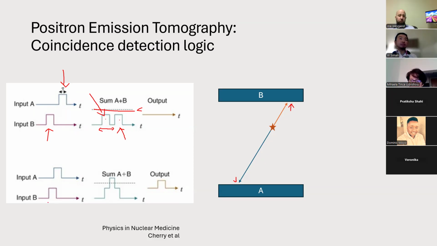However, if they happen to be inside your coincidence window, so you have input A, input B, and when you sum them up, now you have this peak. You put the threshold just below it, so now you get an output. And this is called coincidence logic. When they happen close in time, you get the coincidence. And when they happen relatively far apart in time, you do not get coincidence.